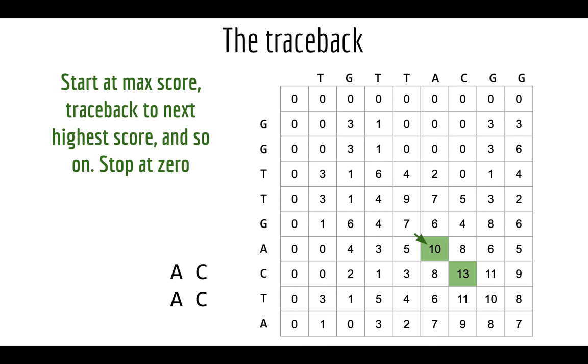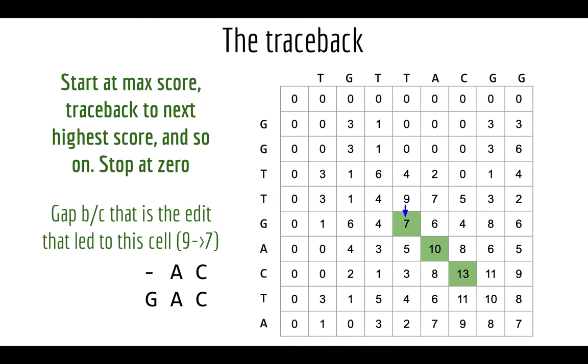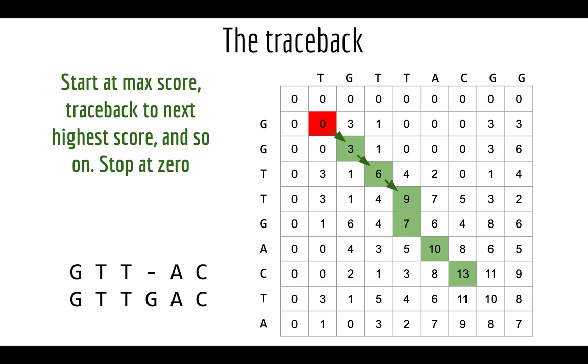So that gives us another match, A versus A. And then it's maximized if we introduce this gap, so G versus A. And so on and so forth. This is called the traceback. So we're basically tracing back from the maximal score all the way to 0. Okay?